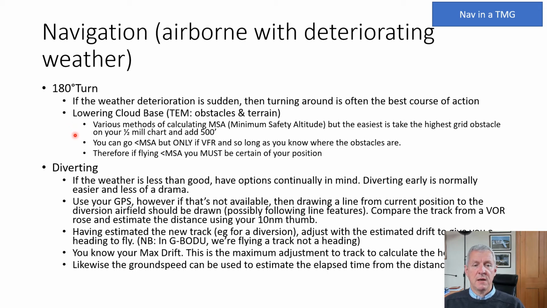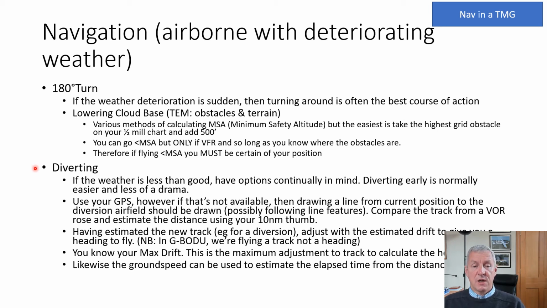It's perfectly allowable to fly below the minimum safe altitude if you are VFR and you know where the obstacles are and the visibility is reasonable, I should probably say. So if flying below the MSA, you must be pretty certain of your position. That MSA is going to keep you safe from hitting things.